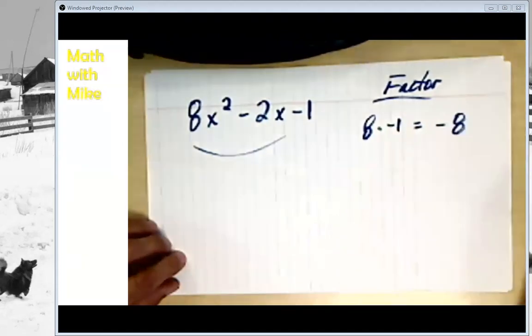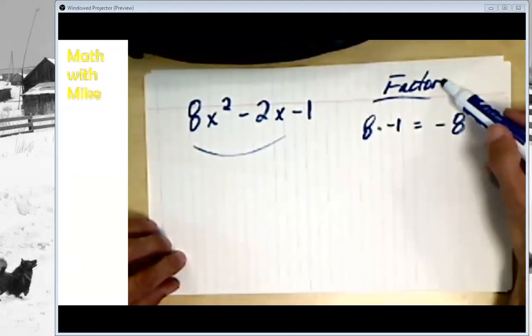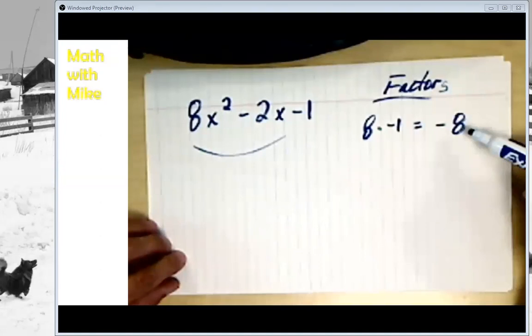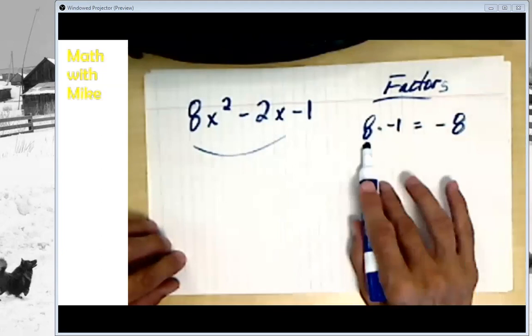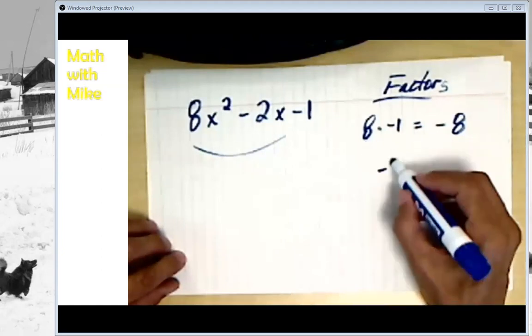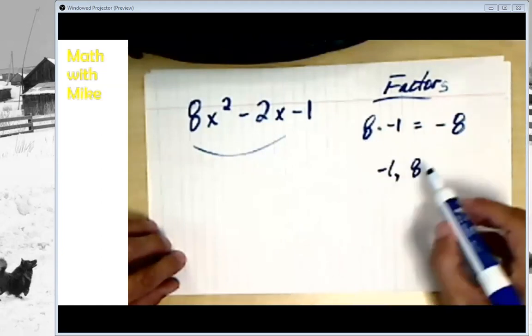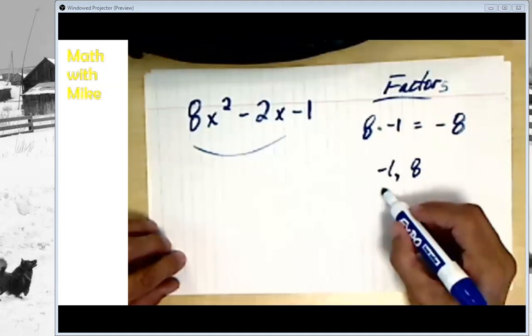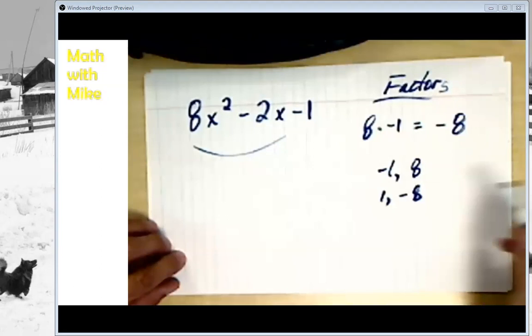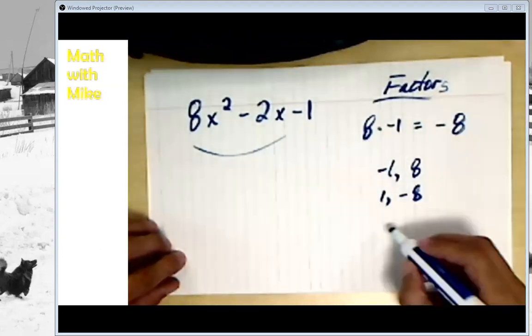So we can write the factors of the minus 8 that we get. We can start making our list. Minus 1 times 8 works. We can switch them around, 1 and minus 8, those work. What else? 2 and 4 gives an 8.